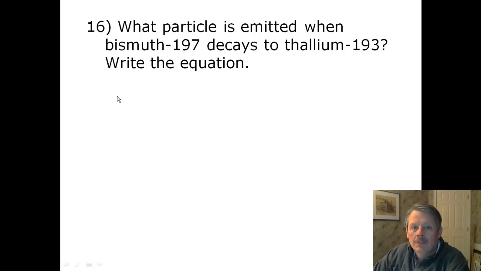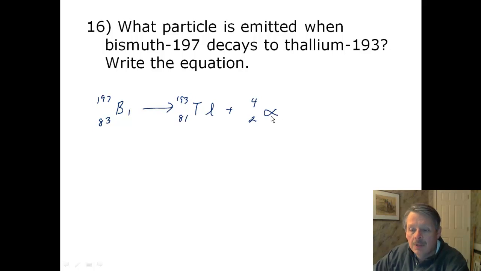All right, so we take bismuth. Bismuth is number 83. It has a mass of 197, and it's decaying into thallium, which is TL, thallium 193. Now, thallium, when we look it up in the periodic table, is number 81. So how much do I have left over on top? I got 4. On the bottom, I got 2. Gee, that's a standard alpha particle. So that's pretty simple.